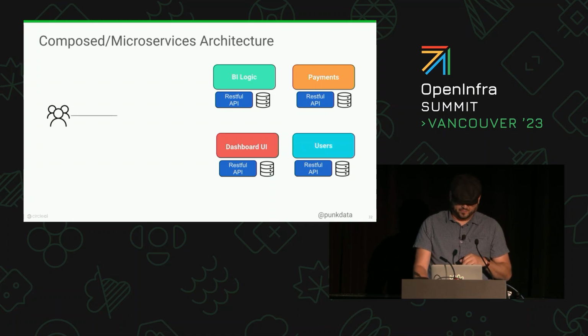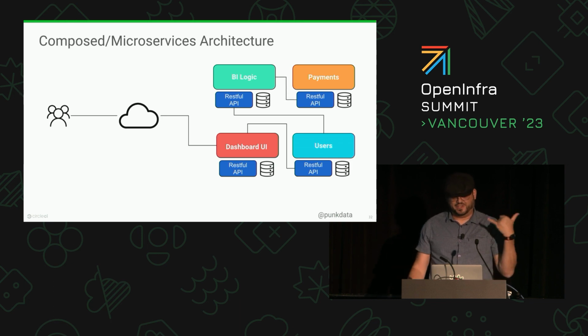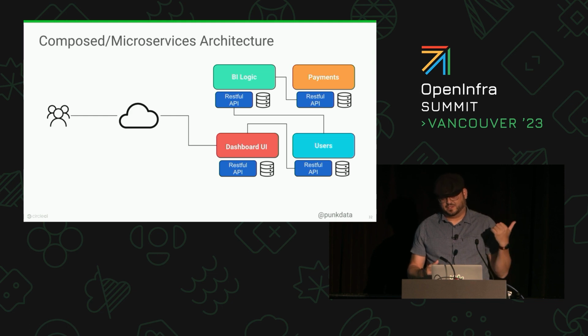If we look at this in a microservices architecture, this is how it would look in operation. Users make requests to your dashboard UI. Your dashboard UI will probably validate some sort of login and then reach out to the API for their business logic, to perform whatever operations, maybe payment, whatever. This is just a very simple example.